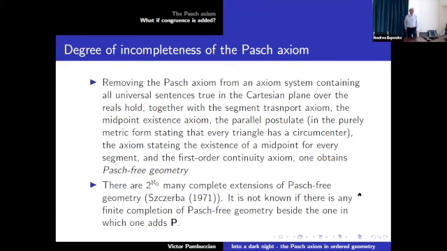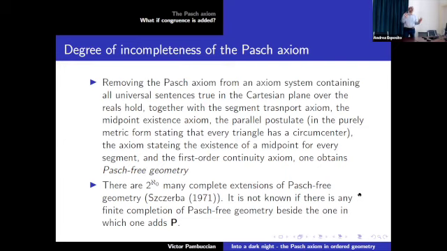There are 2 to the Aleph 0 many complete extensions of Pasch-free geometry, as shown by Szczerba in '71. But we don't know if any of those extensions is a finite one. So the one when you add just one axiom. In other words, put it this way.